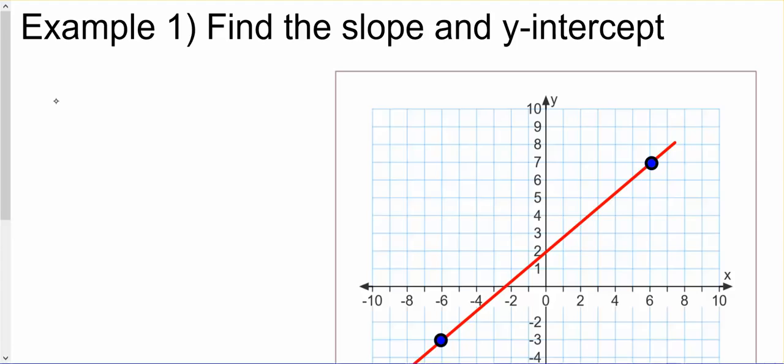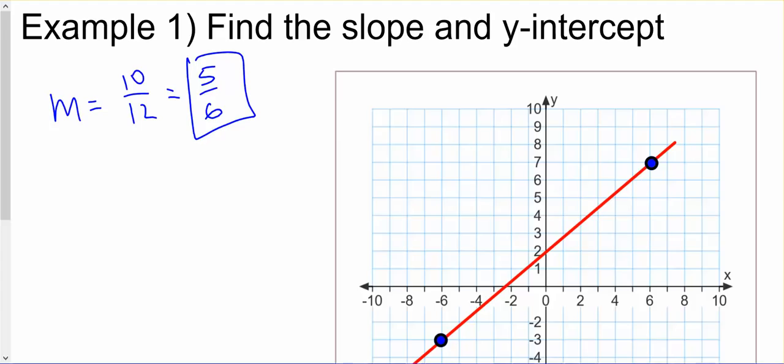Well, first we can find our slope, that's m. From one point to get to the next point, we go up 1, 2, 3, 4, 5, 6, 7, 8, 9, 10. We're going up 10 and over 1, 2, 3, 4, 5, 6, 7, 8, 9, 10, 11, 12. Over 12. That simplifies to 5 over 6. So our slope is 5/6. Our y-intercept, our b value, is 2.